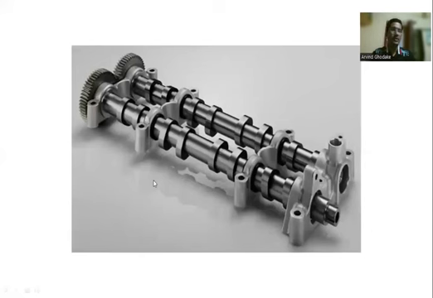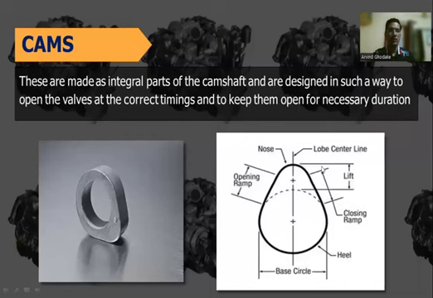This is the diagrammatic representation of the camshaft. Here you can see this shaft is called the camshaft. Then the cams are made as an integral part of the camshaft and are designed in such a way that they open the valves at the correct timing and keep them open for the necessary duration. This is the diagrammatic representation of the cams.